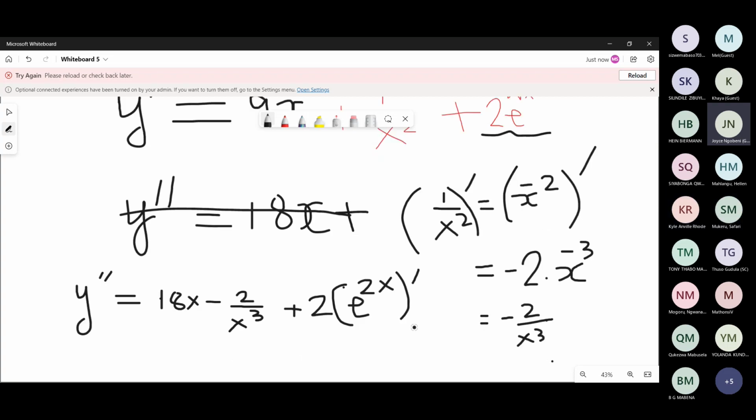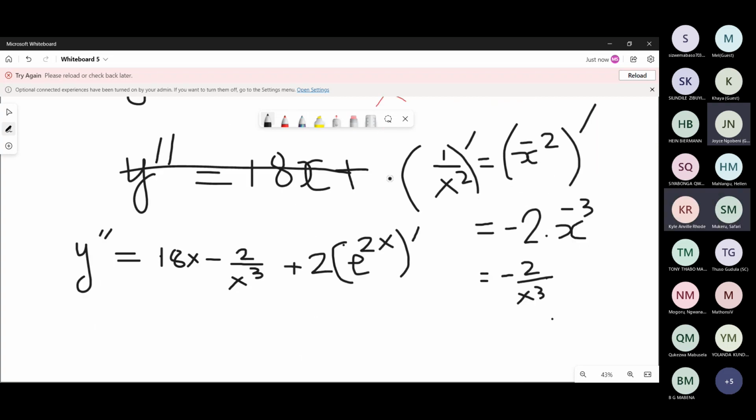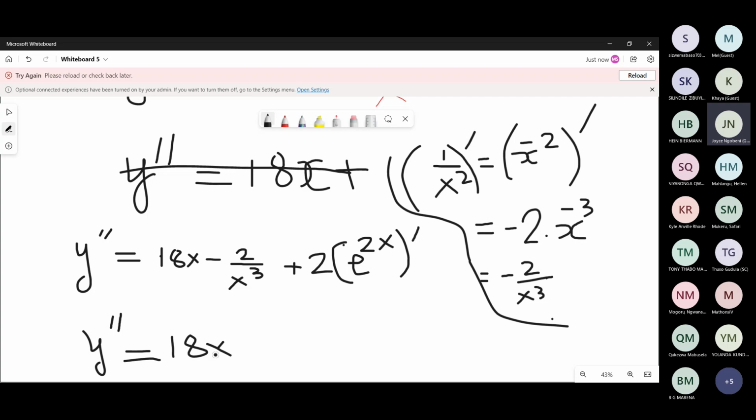Good. Now, finally, we can find the final answer. We can find the following: the second derivative is then equal to 18x minus 2 over x power 3, right?